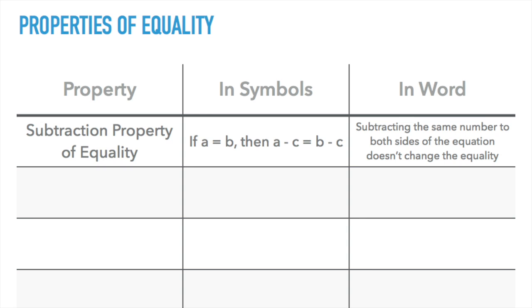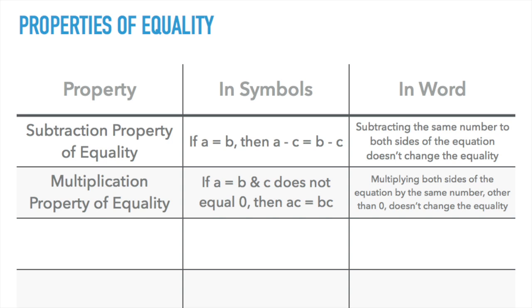Our fifth property is the subtraction property of equality. In words, if A equals B, then that means A minus C equals B minus C. Kind of like the addition property. So subtracting the same number from both sides of the equation doesn't change the equality. The left side still equals the right side.